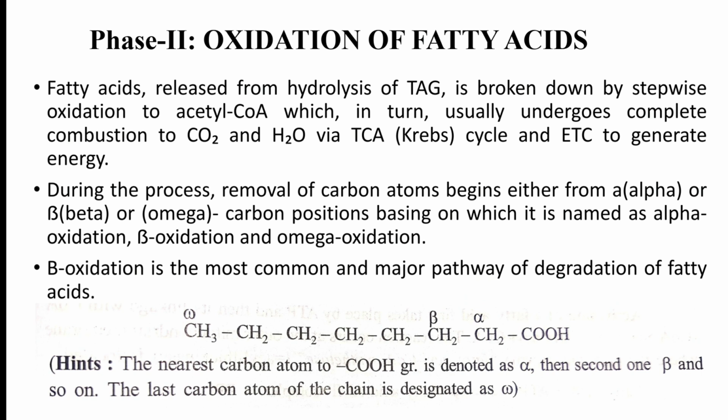The nearest carbon atom to the carboxyl group is denoted as alpha, then the second one is beta, and the last carbon atom is designated as omega. According to the position of removal, the name of the cycle is decided, whether it is alpha oxidation, beta oxidation or omega oxidation. In my next video, I will discuss the detailed pathway of alpha and beta oxidation.